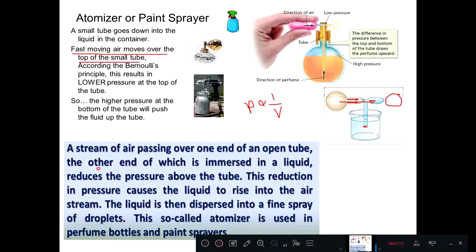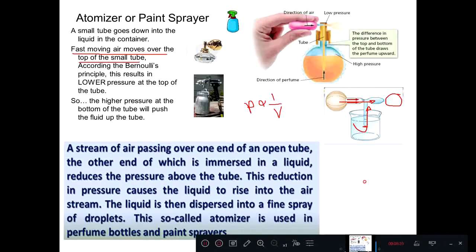The pressure is inversely proportional to the velocity. Wherever the velocity is high, the pressure is low. Wherever the velocity is low, the pressure is high. Hence there is a difference in the pressure. Hence whenever a difference in the pressure is created, the liquid rises up in the tube. So that is the principle of Bernoulli.